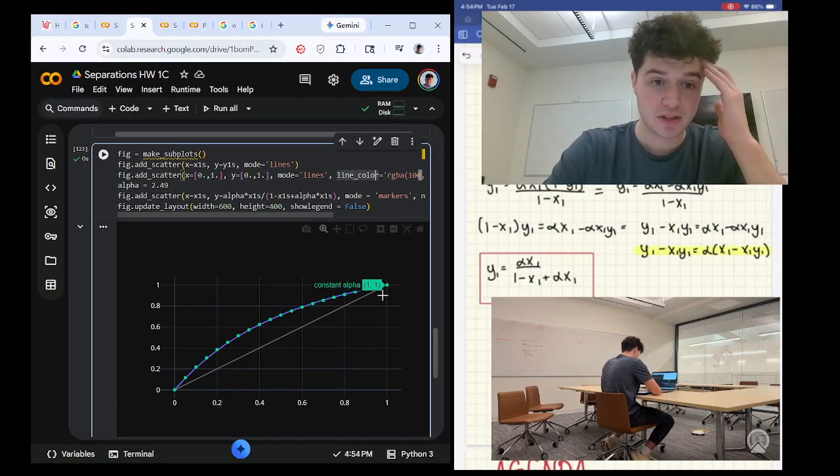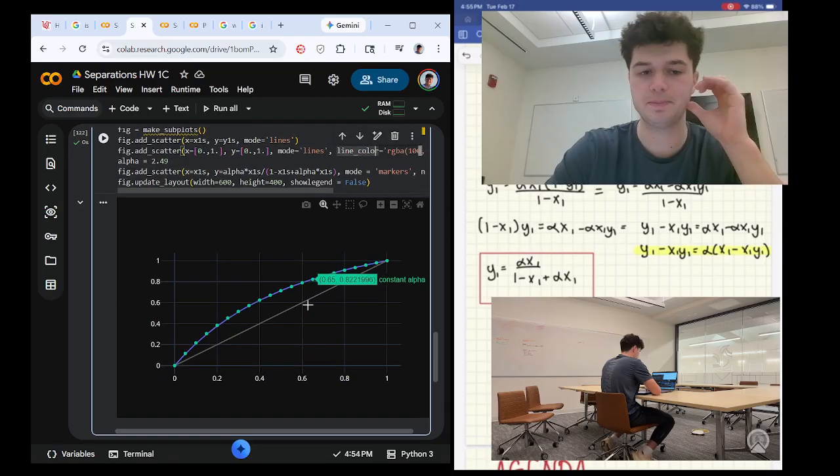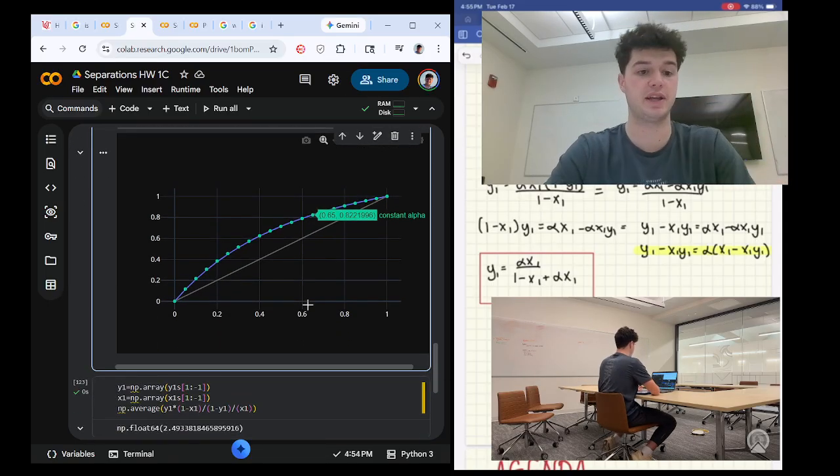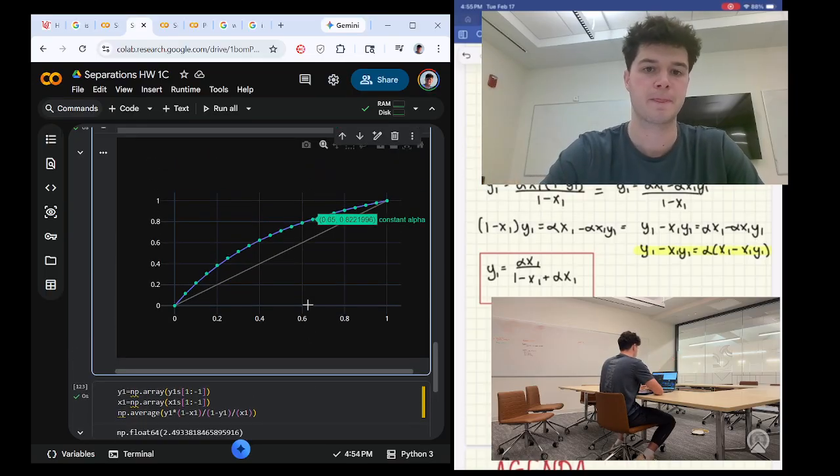As you can see, the blue line is what we graphed originally, and then this constant alpha that you can see marked out in this neon green is saying that we calculated it correctly, because it is following the curve of the graph that we calculated originally.